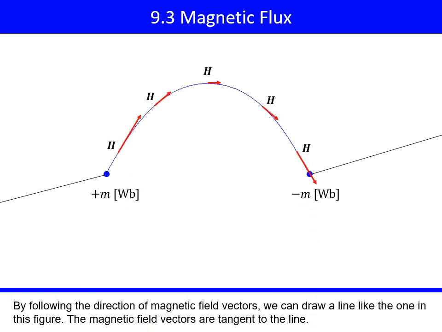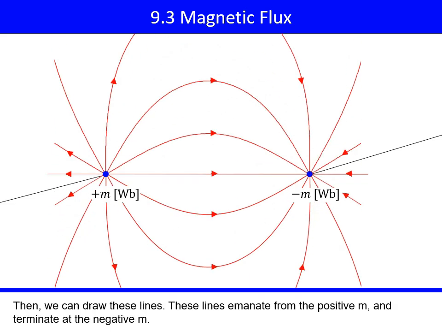By following the direction of magnetic field vectors, we can draw a line like the one in this figure. The magnetic field vectors are tangent to the line. Then, we can draw these lines. These lines emanate from the positive m, and terminate at the negative m.